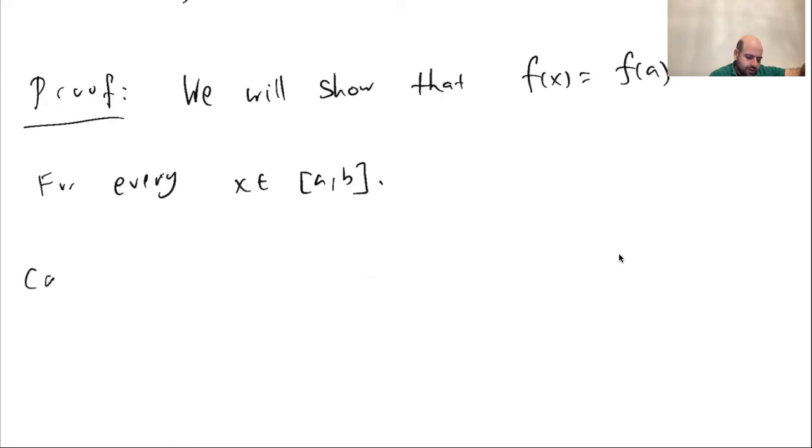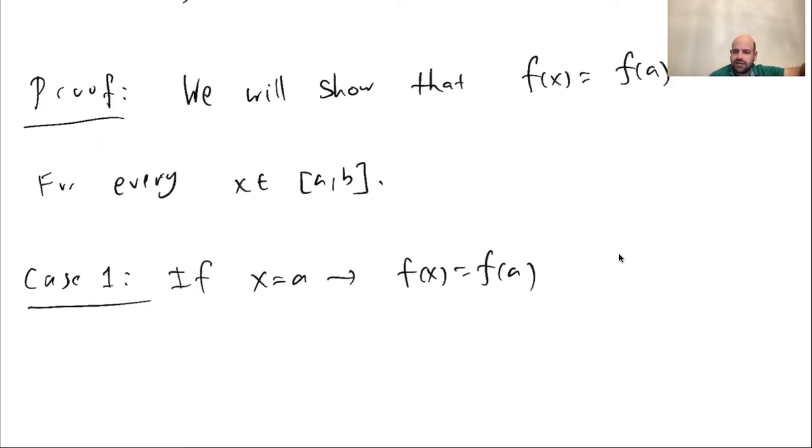So case 1: if x equals a, then obviously f of x equals f of a. This is obvious, right? If x is a, then f of x is f of a, because x is a. Case 2: if x is not a, then that means x must belong to the open-closed interval a to b.